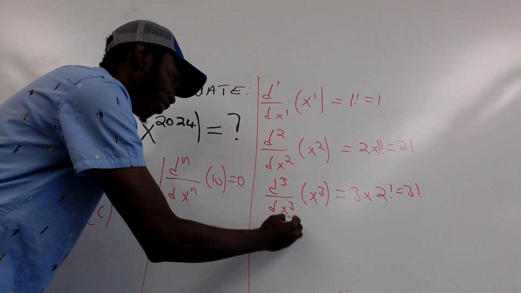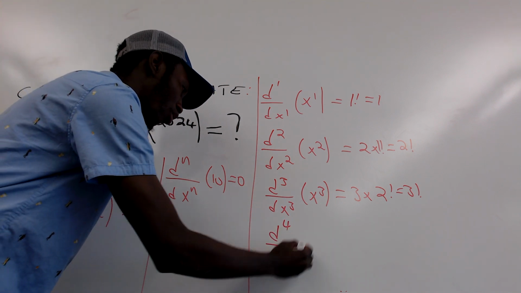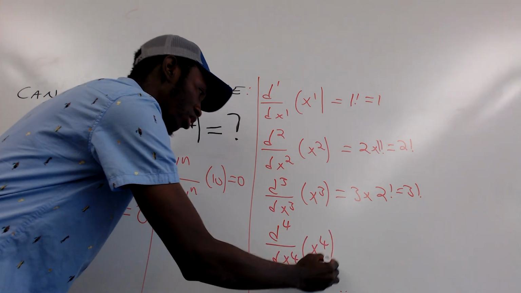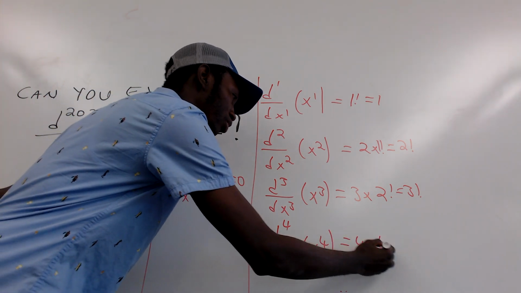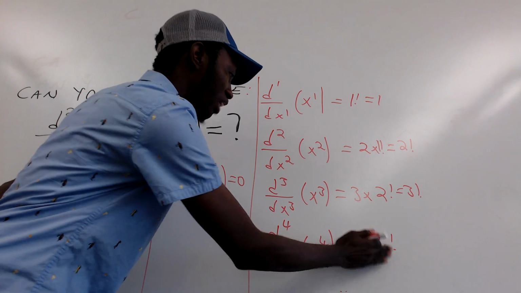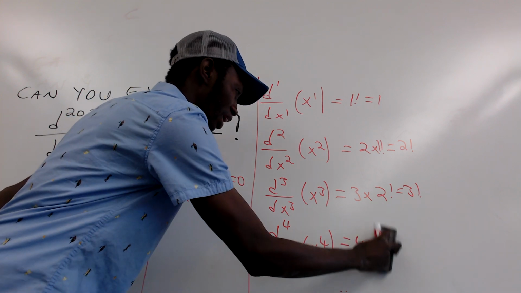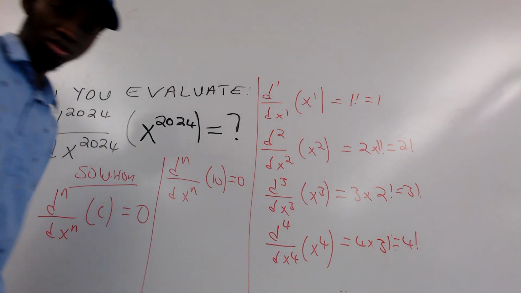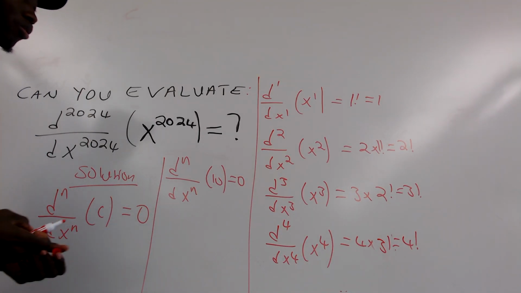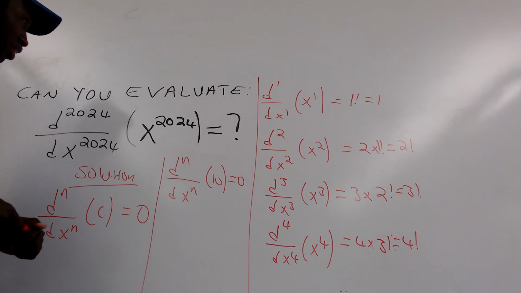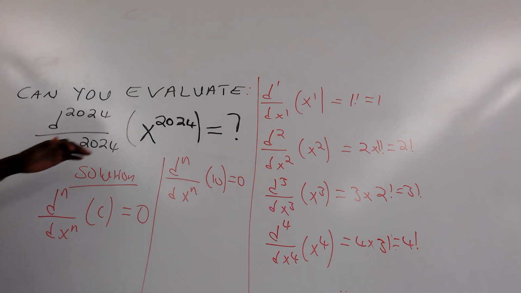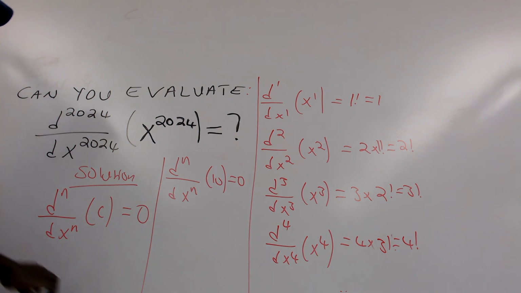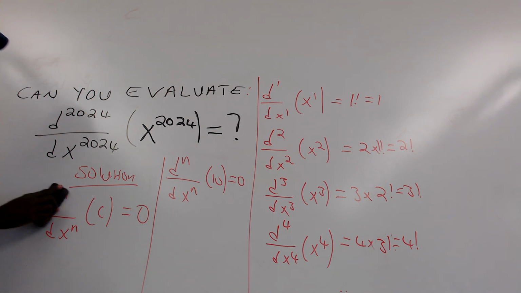Let's take another one, d^4/dx^4 of x^4. This is going to be 4 times 3 factorial, and the answer is going to give us 4 factorial. This is how we follow this trend. But in this case, what we are given here is the derivative of x^2024. Let's try to take another similar case which might help us arrive at the same answer.